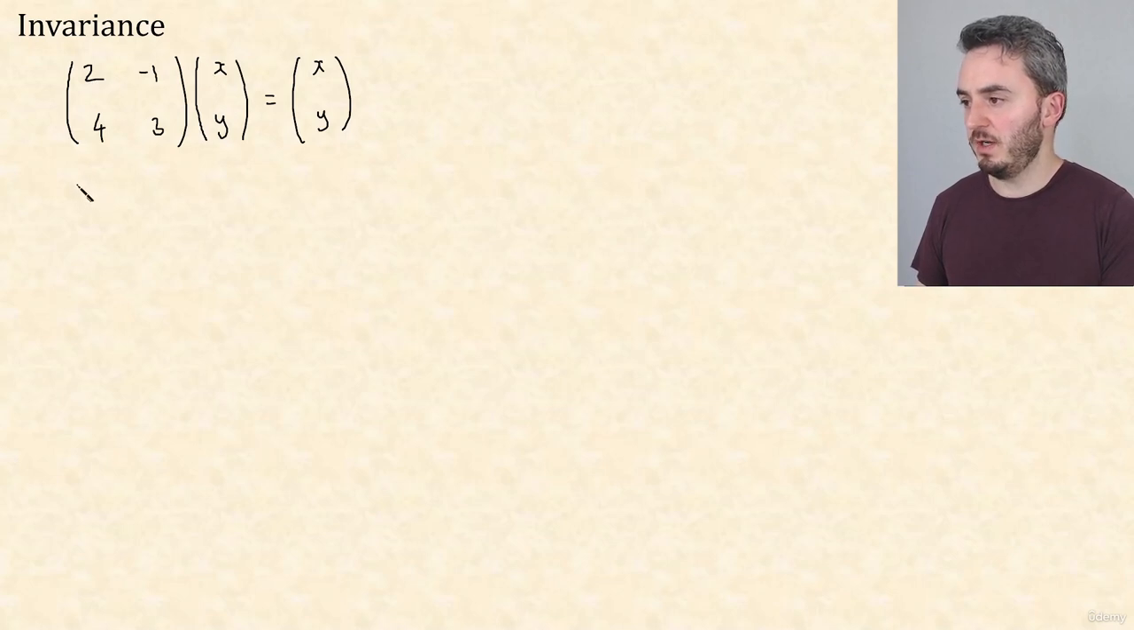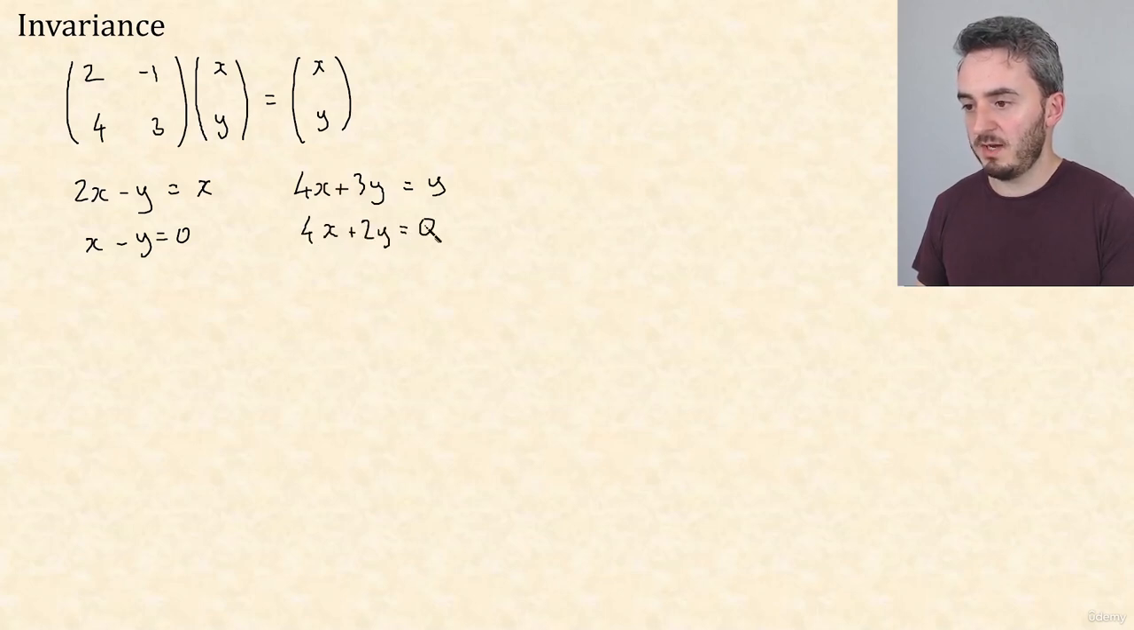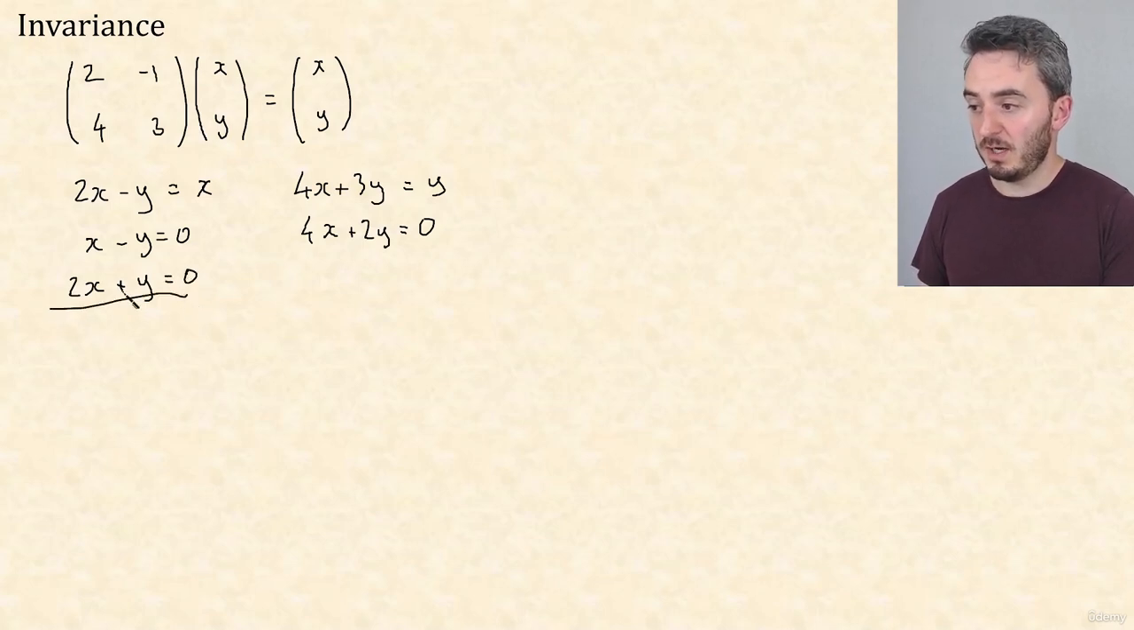We get 2x minus y. So 2x minus y needs to equal x if this is invariant. Simplified, we get x minus y equals 0. And then the next line, we get 4x plus 3y, and that needs to equal y. Well, simplified, we get 4x plus 2y equals 0. Now, if you solve these simultaneous equations, for instance, dividing this one through by 2, we get 2x plus y equals 0. Adding these two lines together, we get 3x equals 0.